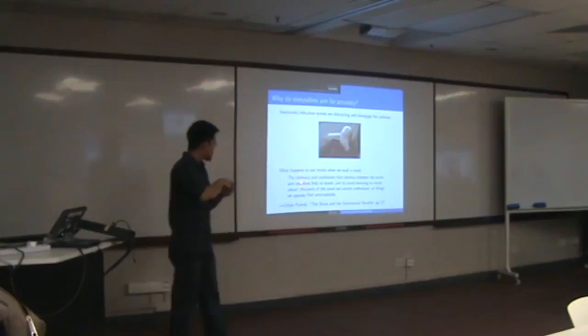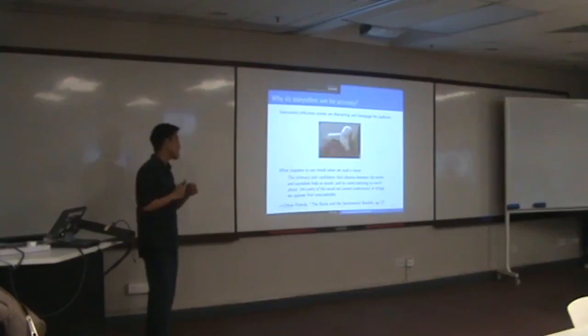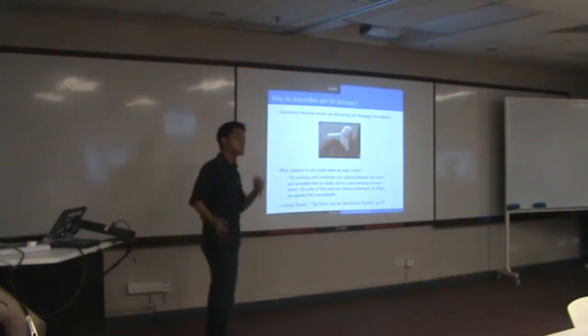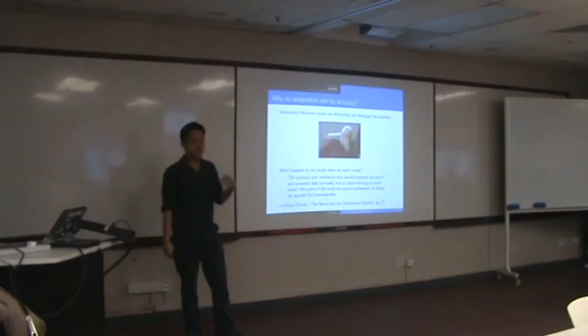This one is by Orhan Pamuk, Turkish writer, Nobel laureate for literature. So what he says is that when you write something, right, the intimacy and confidence that develop between the writer and ourselves help us to not worry too much about the parts that the readers do not understand. He was referring mostly to novels, but it applies to movies as well.